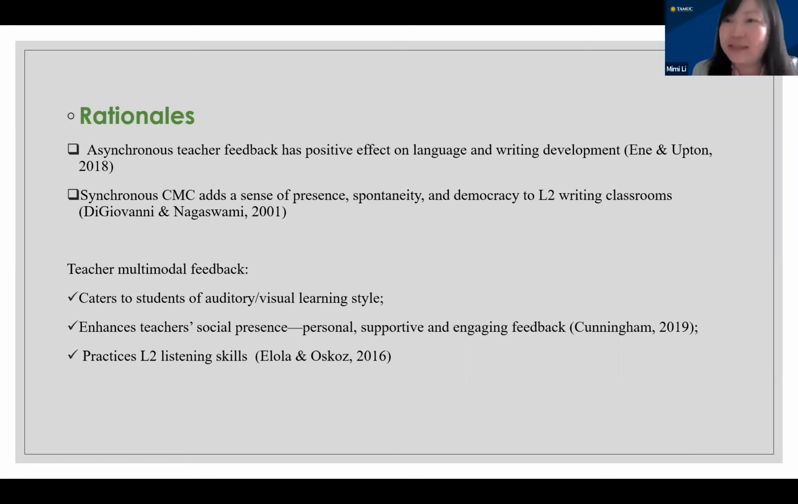And now the synchronous CMC actually catches our attention. This adds a sense of presence and democracy to the second language writing classrooms. And we can see that more and more researchers and instructors consider teacher multimodal feedback now. So for instance, we use Screencast-O-Matic with our online students in a TESOL program. Later I will share with you the study.